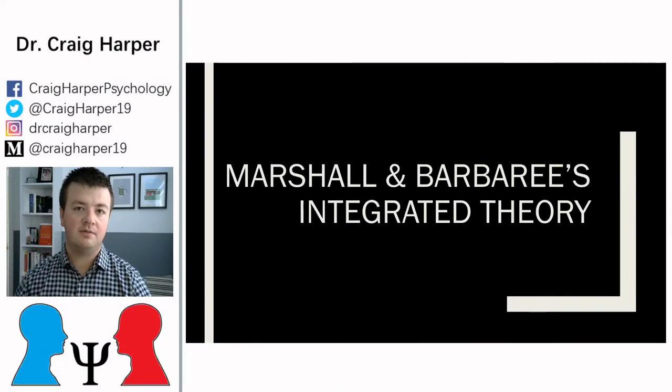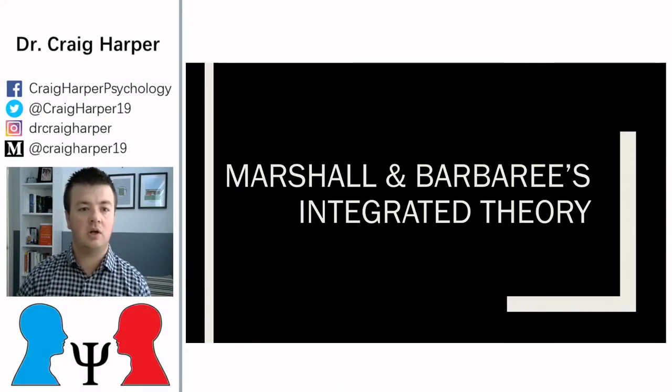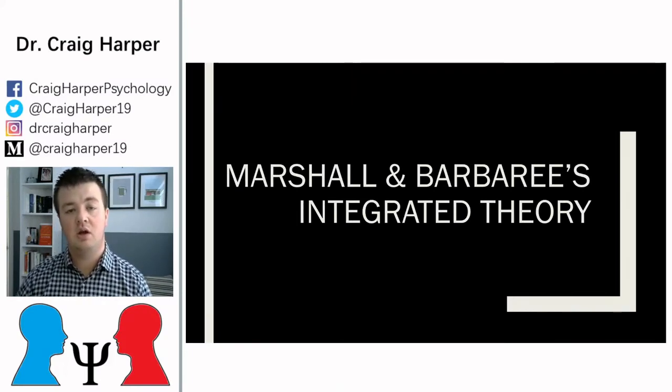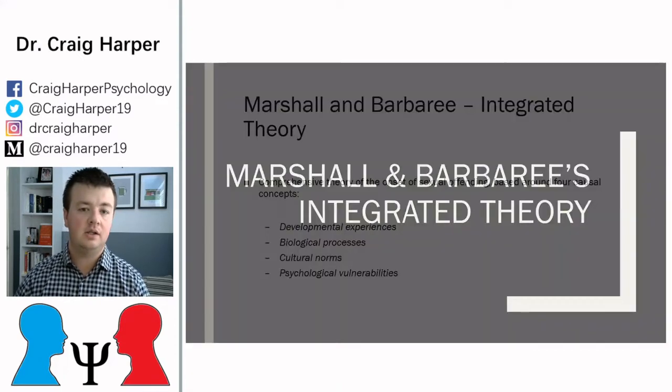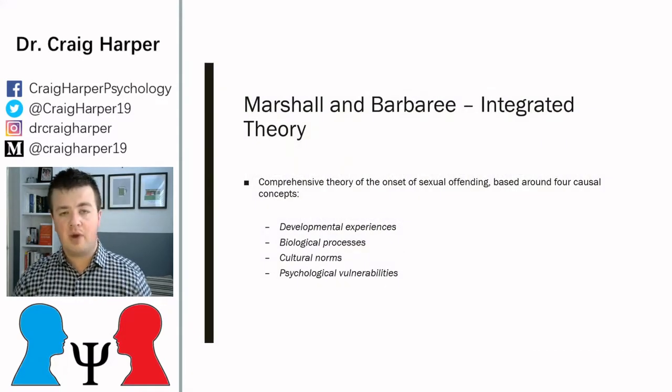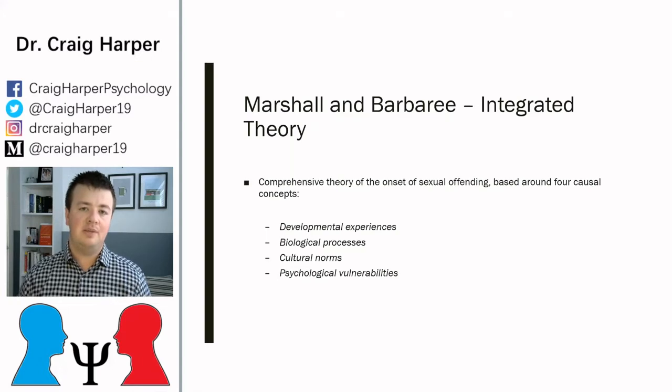Okay, so moving on to the first of the integrated theories now. We're going to look at Marshall and Barbaree's integrated theory of child sexual offending. This is a comprehensive theory, so what that means is it brings in a range of different areas of psychology.